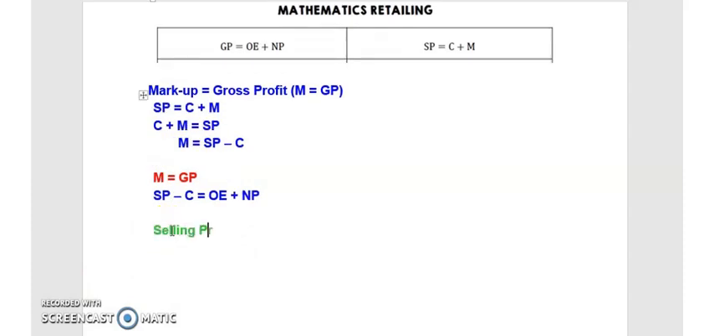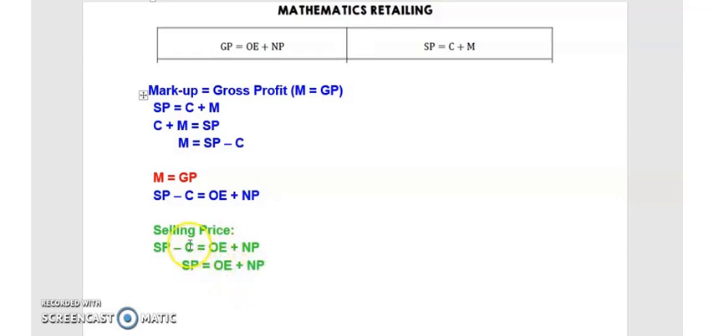Selling price. So how to get the formula for selling price? Okay, start from this formula: SP minus C equal to OE plus NP. Now make SP the subject. So SP equal to, write again on the right hand side, OE plus NP.